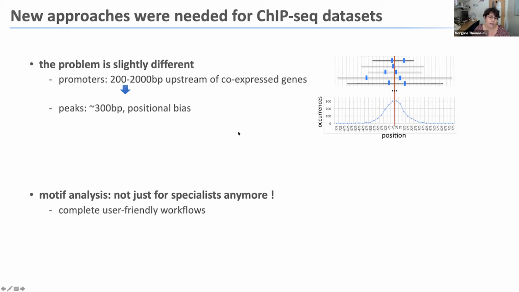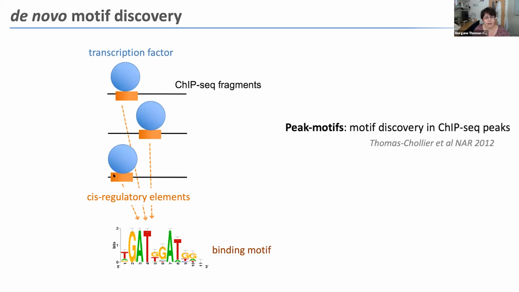And the last point was that we could see that lots and lots of labs were moving towards ChIP-seq, and that motif analysis was really meant to be not for specialists anymore, and that we needed user-friendly workflows that were much more complete than just finding the motif. So at that time, we developed in RSAT a program called peak-motifs that was dedicated to motif discovery in ChIP-seq datasets.